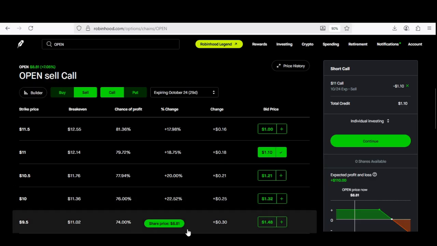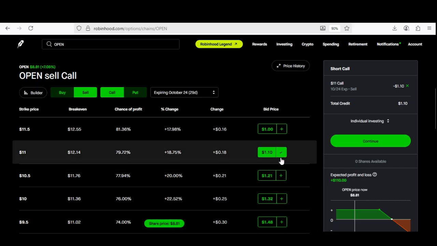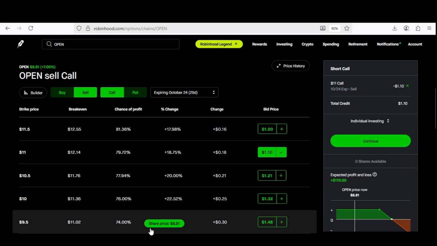Your average cost right now, as we mentioned, is going to be $9 per share. When you receive this premium of $110, your average cost is now going to be around $8 per share. So right away, that's why I'll do the covered call option strategy, because I'm now able to lower my average cost right off the bat.